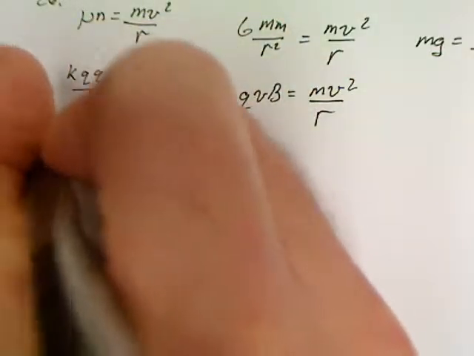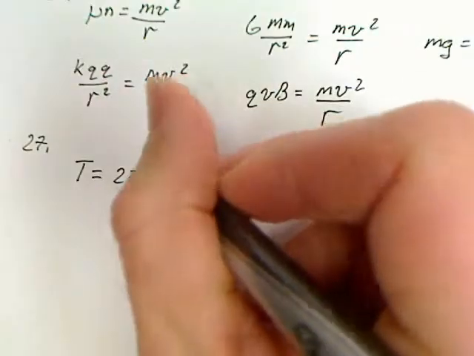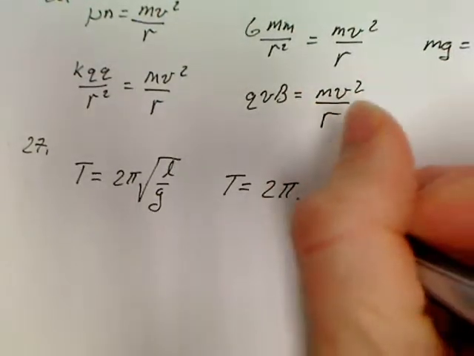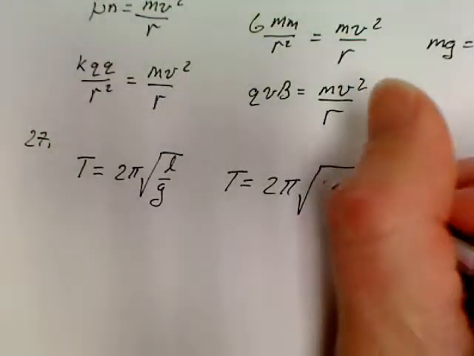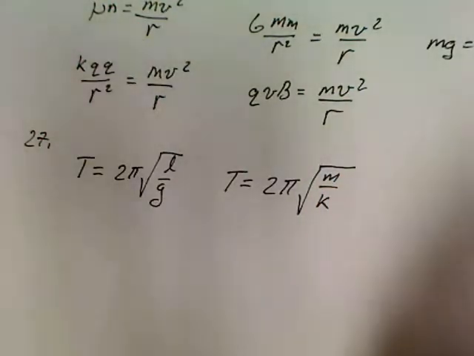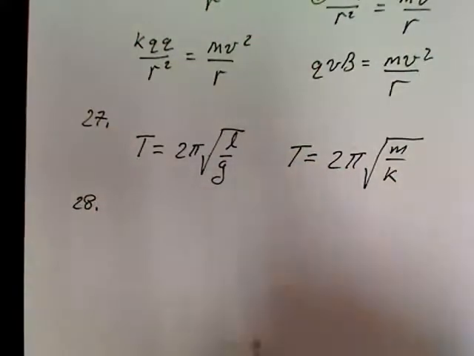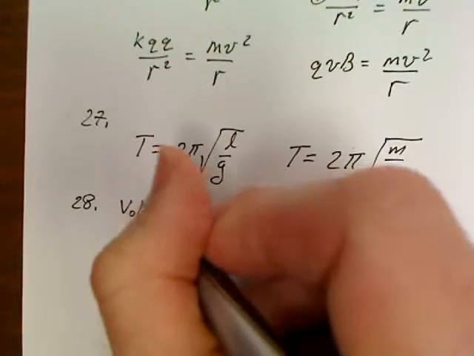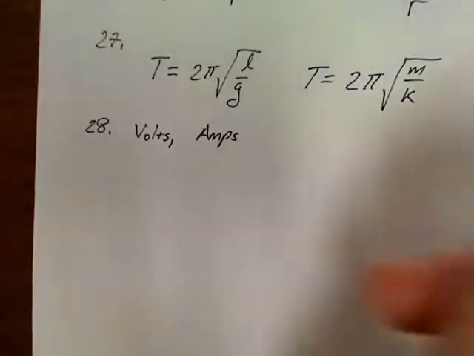26. 27. Period of a pendulum and a spring. A pendulum, T equals 2 pi square root of L over g. A spring, T is equal to 2 pi square root of, if I can remember it, m over k. 28. Volts stay the same in parallel. Amps stay the same in the series. Only one person got that backwards.